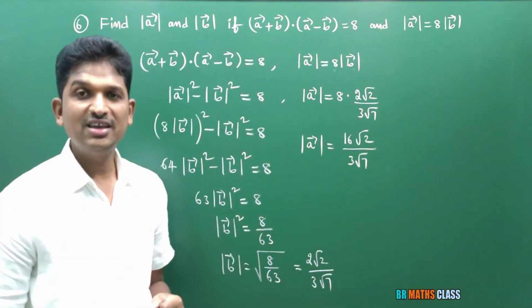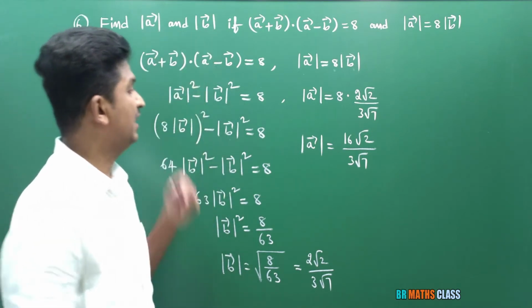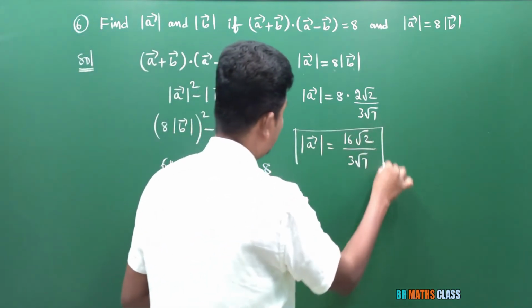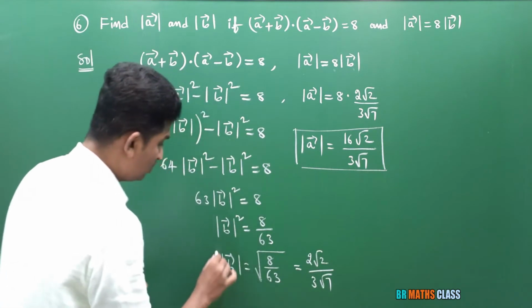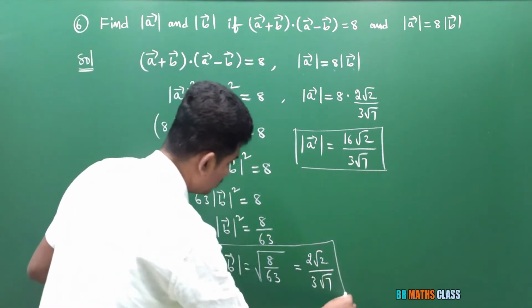So what they are asking in the question? Magnitude of A bar, magnitude of B bar. See here, this is magnitude of A bar. And you observe this magnitude of B bar we got here.